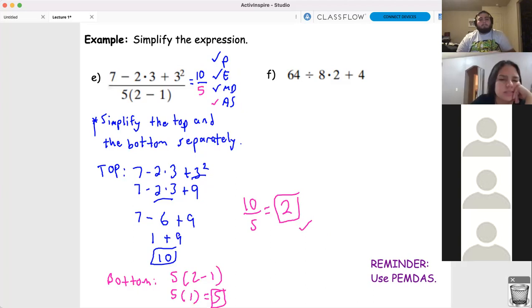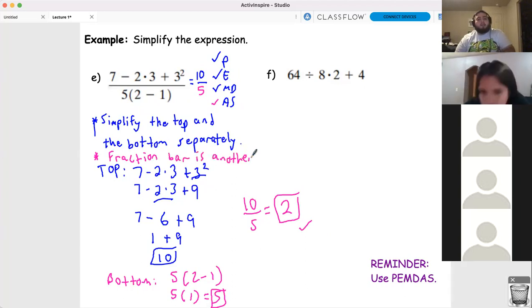It's like dividing, right? It's just like dividing. Yes. And that's another note we want to write. So another note: fraction bar is another way to divide. Another way to divide.